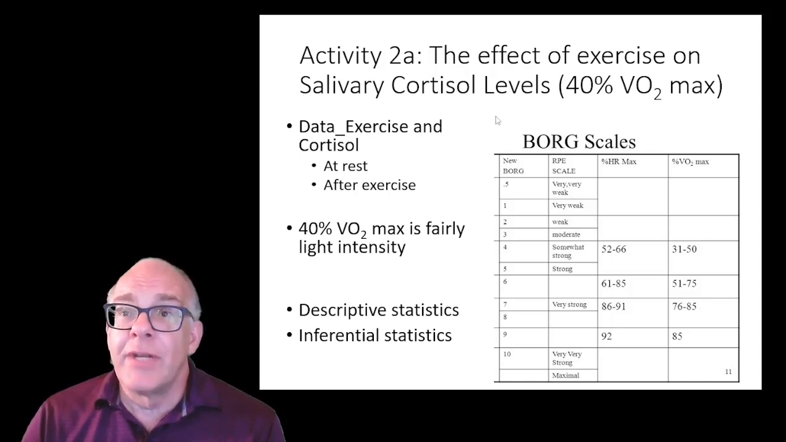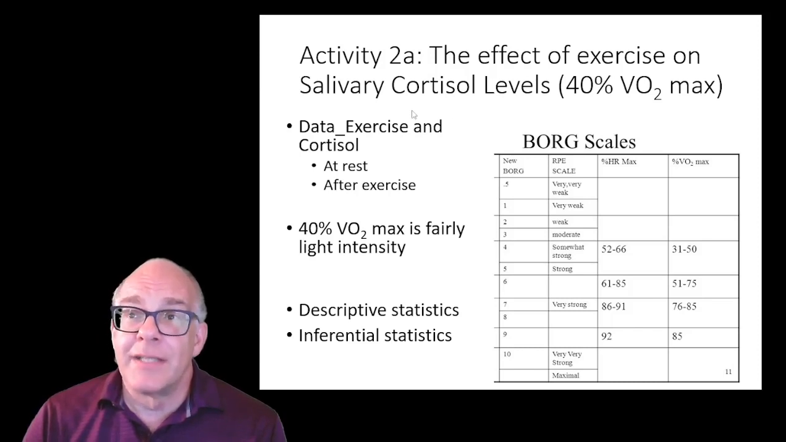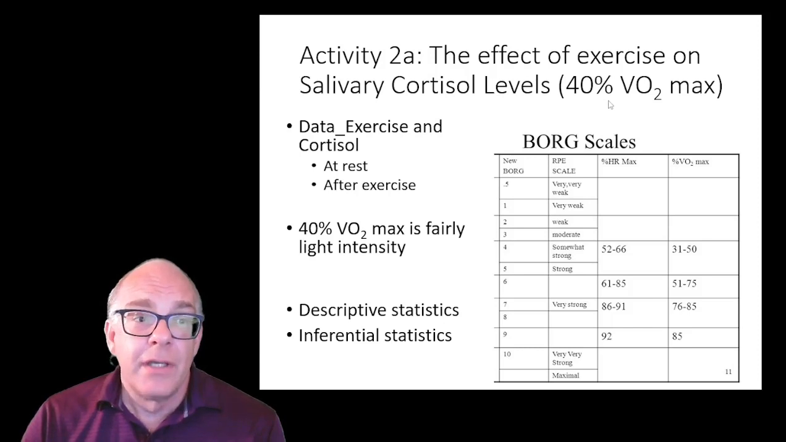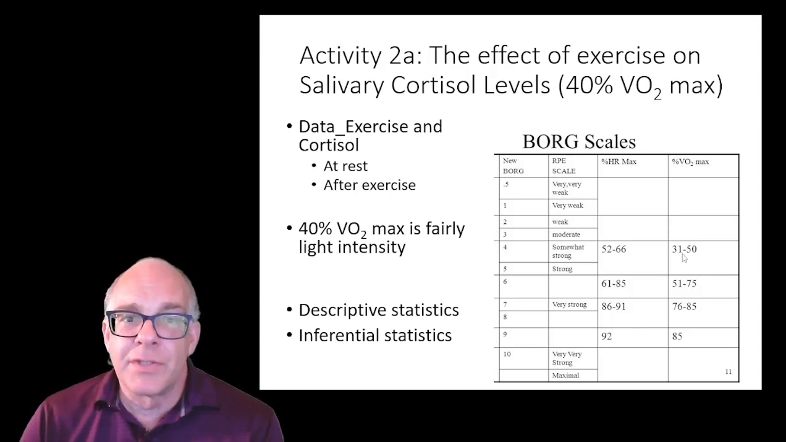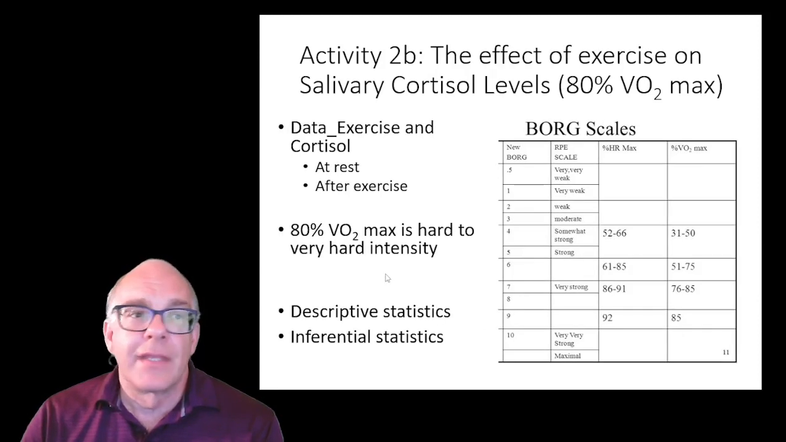The first part is going to be taking a look at exercise effects on salivary cortisol levels at about 40% VO2 max. 40% VO2 max is a basic level of exertion. Fairly light, not overly exertive. And so we're going to take a look at that again with descriptive and inferential statistics.